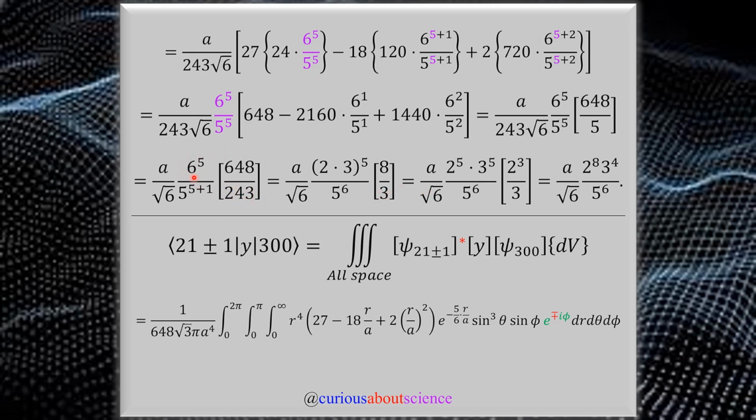Note here that this 6 is 2 times 3, and that's all to the 5th power. The reason why we want to do that is because we have 2 to the 5th times 3 to the 5th over 5 to the 6th. We see we have a 6 there, so that'll inevitably be done the same. But because 8 is 2 cubed, we can combine the 2's, and because we're dividing by 3, we can cancel this 3 up here. So ultimately, we end up with a over root 6, 2 to the 8th, 3 to the 4th, 5 to the 6th.